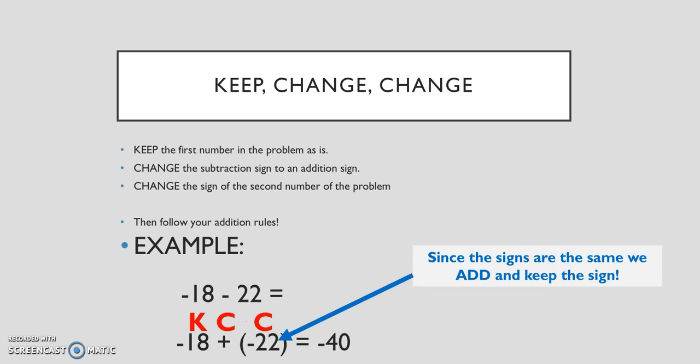An example of this would be -18 minus 22. You're going to keep your -18, change your subtraction sign to an addition sign, and change your +22 to a -22. Now your signs are the same, so we add, and we get 40, and then our answer is negative because both of our numbers are negative.